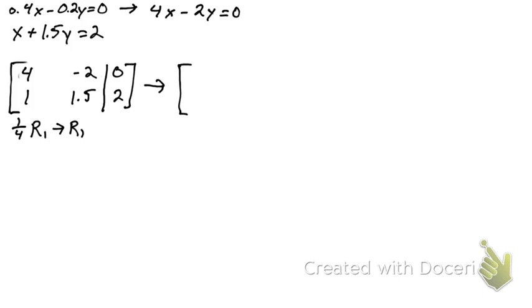And now I'm going to have fractions here. So I'm going to have 4 turn to 1. Then we'll have negative 2 over 4, which is actually negative 1/2, which I could just turn into 0.5. And 1/4 of 0 is still 0. Then we have 1, 1.5, and we have 2.